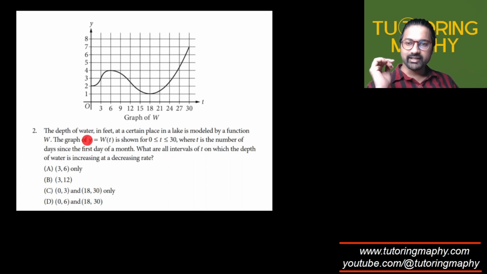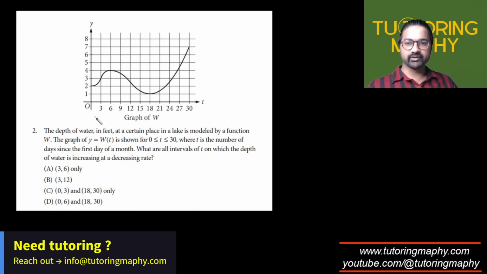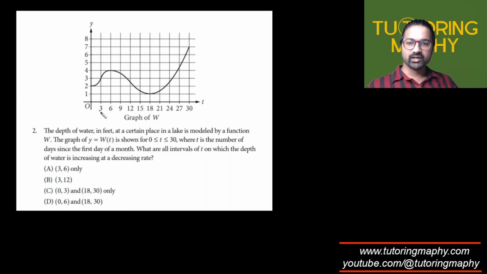The second question: the depth of water in feet at a certain place in a lake is modeled by this particular function w, which is shown to us. So this is the depth of water at a certain place in a lake. This is the time, for t from 0 to 30, where t is in days, the number of days since the first day of the month. So this is the third day, sixth day, and that particular month is of 30 days. So these are the days and these are the depth of the lake.